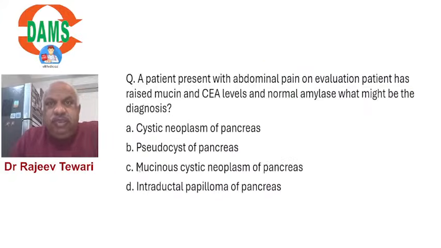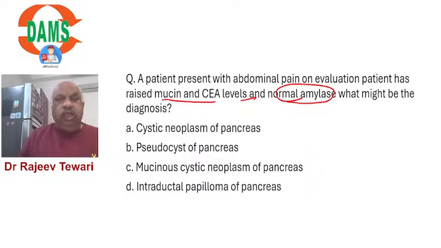A patient presents with abdominal pain. On evaluation, the patient has raised mucin, high mucin and CEA level, and normal amylase. Of course, this is the mucinous cystic neoplasm of the pancreas. Because if it is serous, the mucin will not be there, and normal amylase suggests it's not a pseudocyst. A pseudocyst will have no CEA and high amylase. So this is mucin and a mucinous cystic tumor of the pancreas.